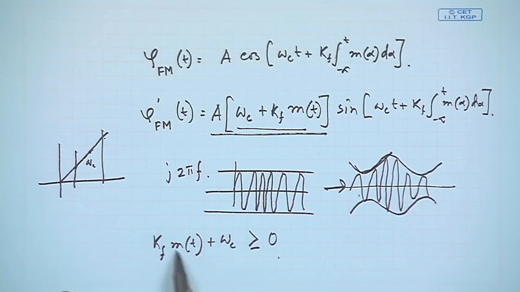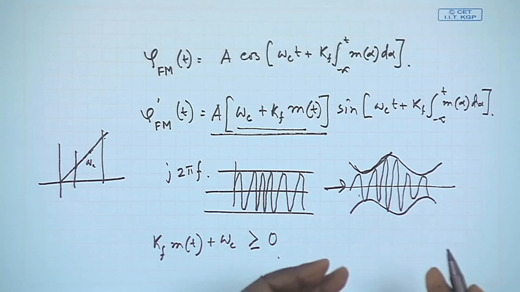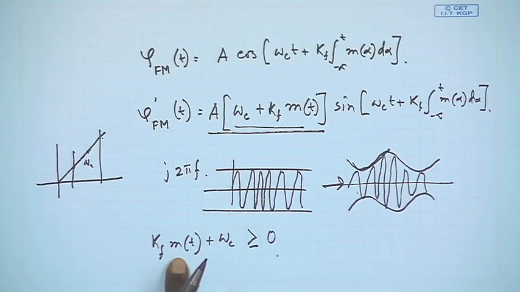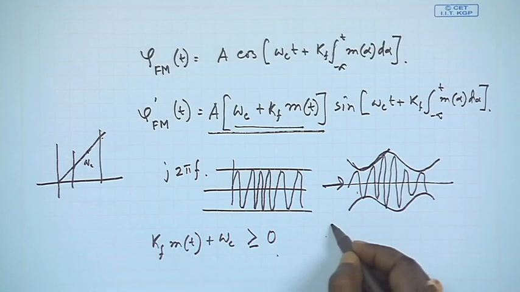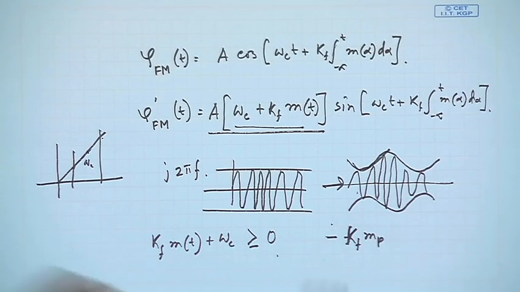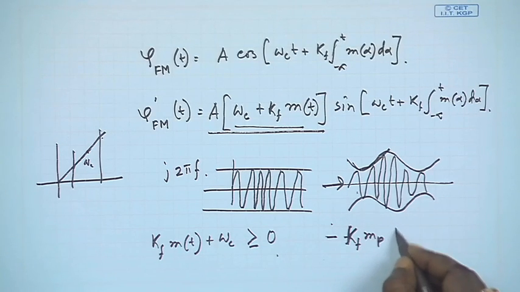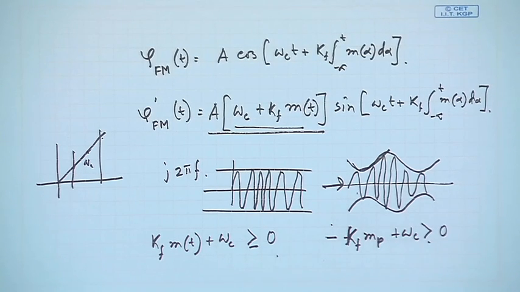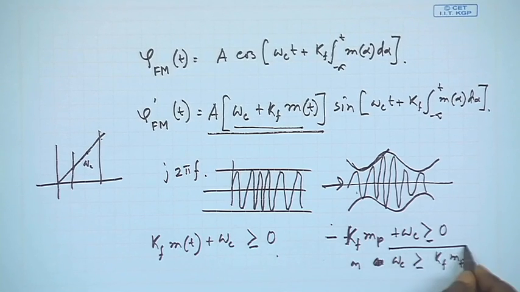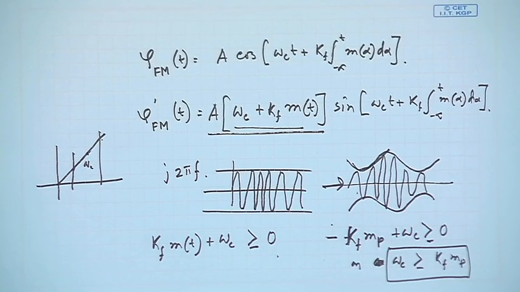Now, what is the minimum value of this, where it might cross 0? This is true for all t, that means the minima of this must also be greater than 0. So, let us say the minimum is minus mp. Then I can write minus kf into mp, where mp is a positive number, minus of that is the minimum, plus omega c must be greater than 0, or omega c must be greater than or equal to kf into mp. So, this is the condition I get.